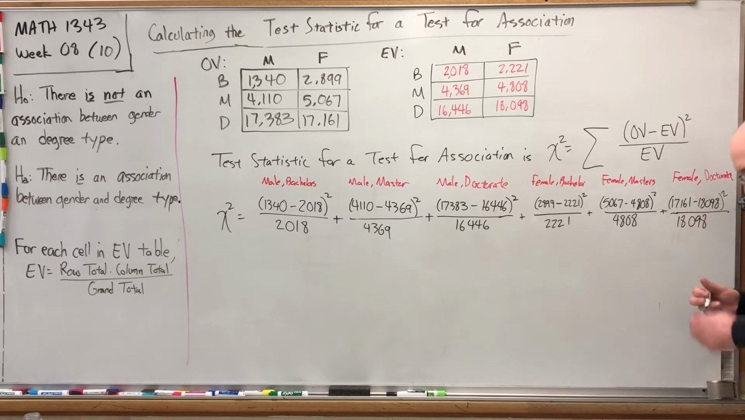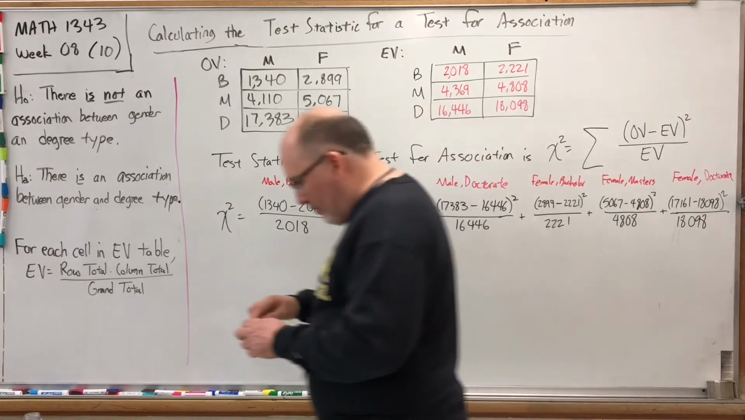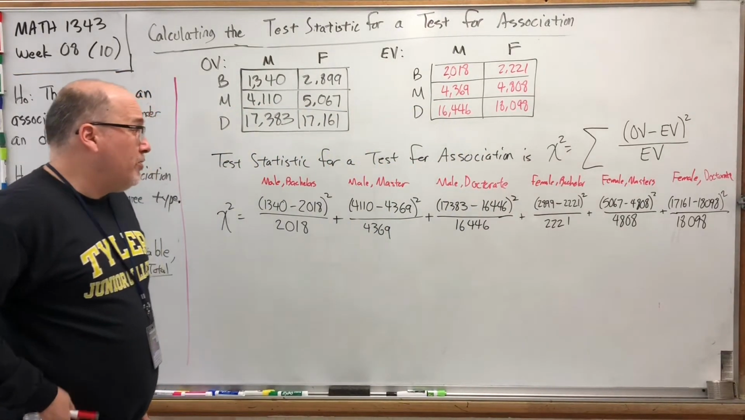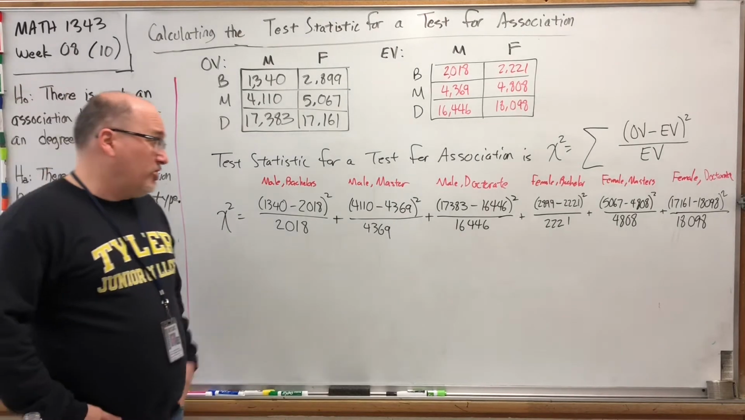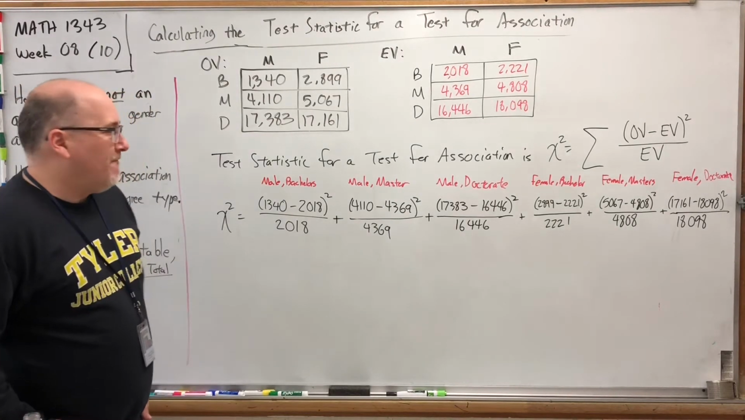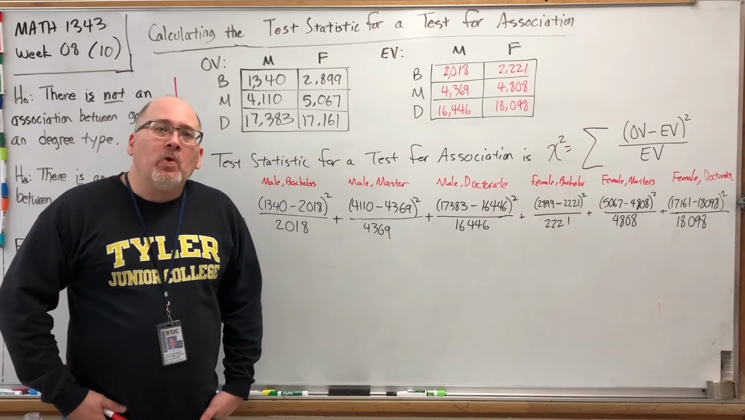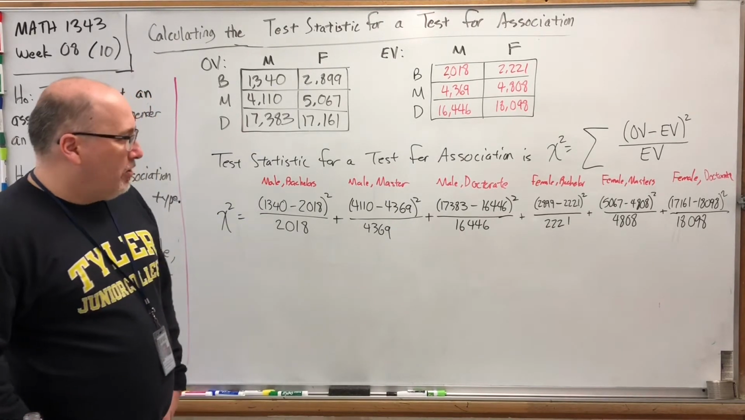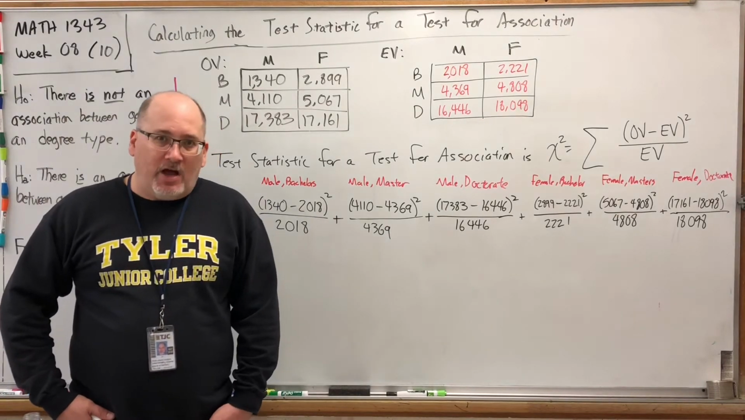So as you can tell, it's a pretty monstrous setup. And this is actually a small contingency table. This was just a 2x3, which had 6 cells, therefore 6 fractions. Imagine if we had a 5x5 table with 25 cells. Needless to say, as the tables get larger, you should relegate the work to technology.